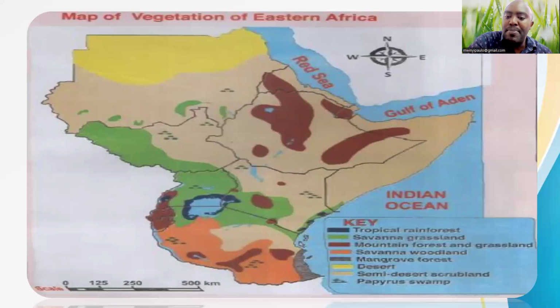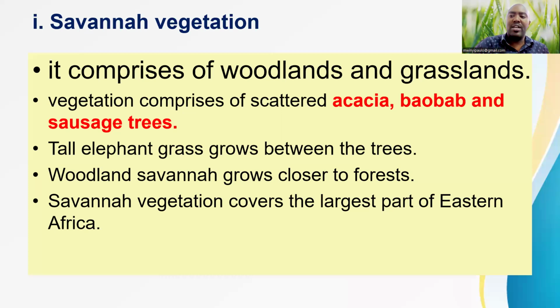On your screen, I'm displaying a map of vegetation in Eastern Africa. You can see, using the key, tropical rainforest. I hope you can see it. Savanna grassland, mountain forest and grassland, savanna woodland, the mangrove forest, the desert, and the semi-desert vegetation. Now, we shall look at each of these vegetation types in Eastern Africa one at a time.